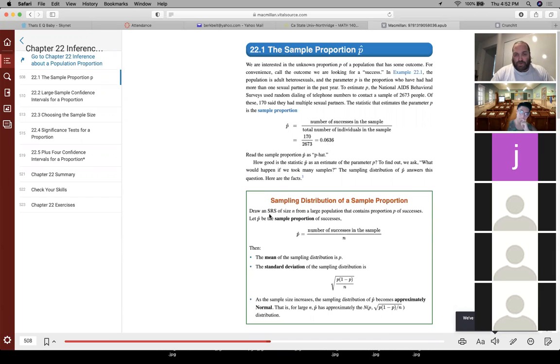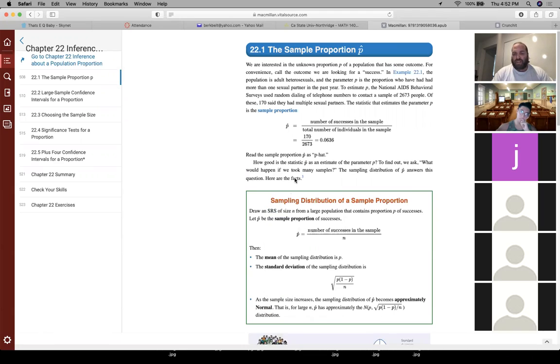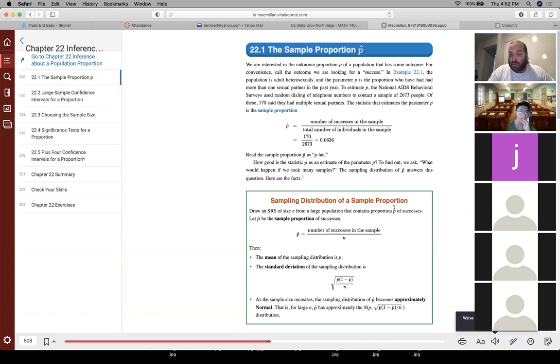So what do we do first? Well, as always, we draw an SRS. We draw an SRS of size n from a large population that contains a proportion p of successes. p is the true value, which I do not know. I don't know p. That's the whole point. I want to infer something about p, but I don't know it. So I take my sample and I compute my sample proportion, the number of successes divided by the number of trials.